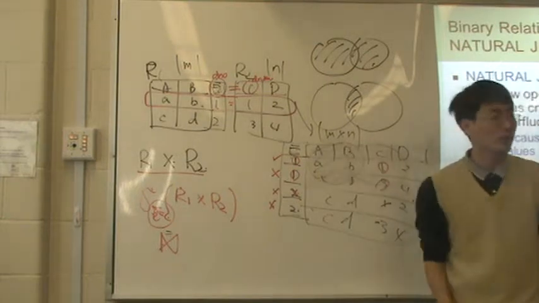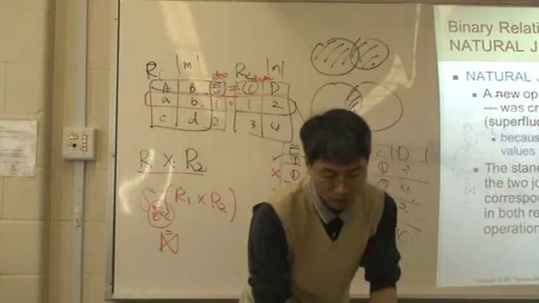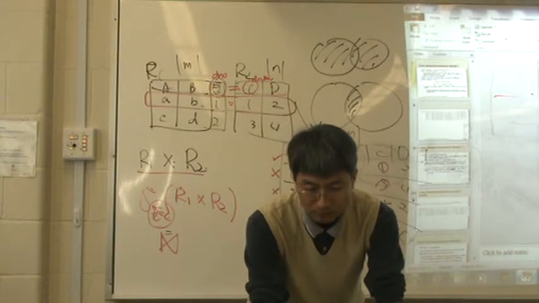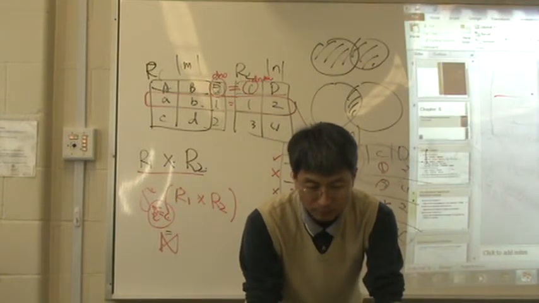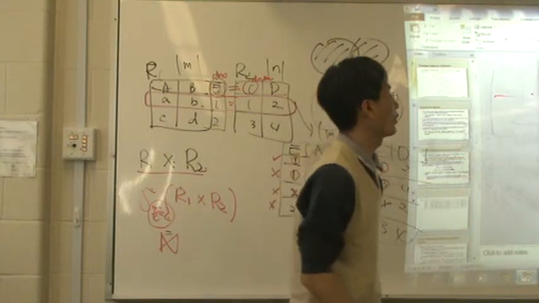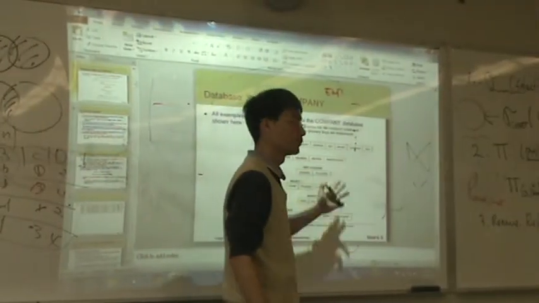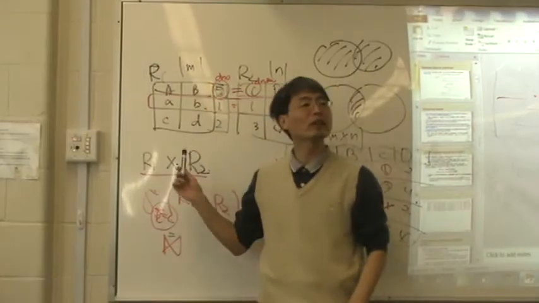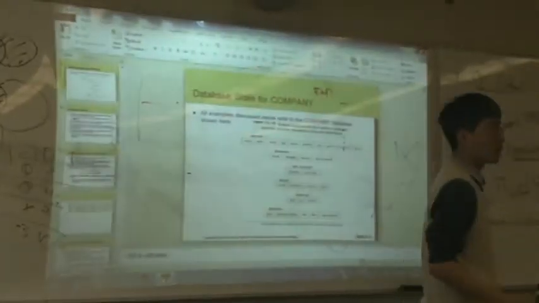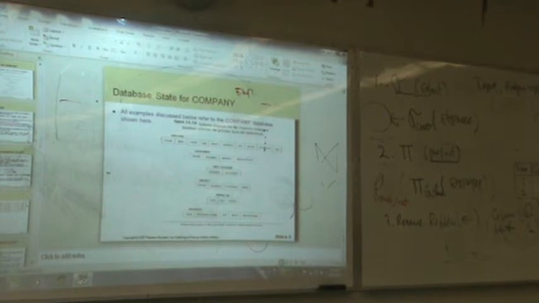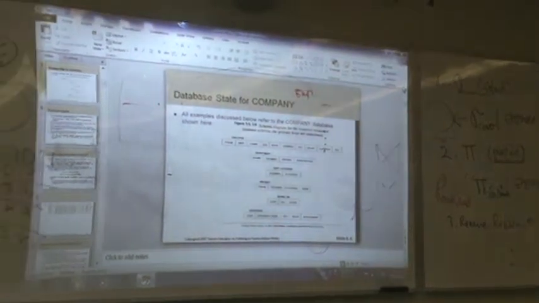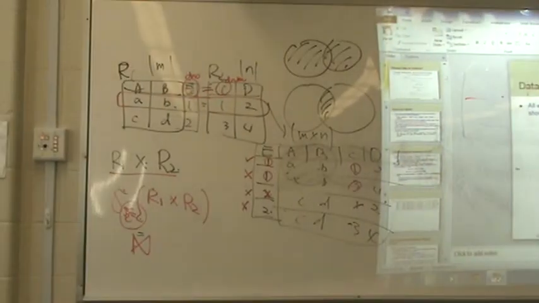Whether or not you realize, when you join two relations, you need to find common information, like for example, the department manager's name. How can you find the department manager's name? Their social security number should exist here, right?